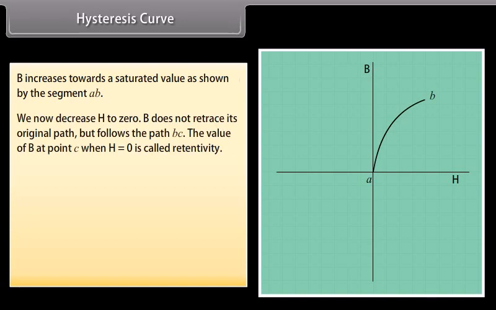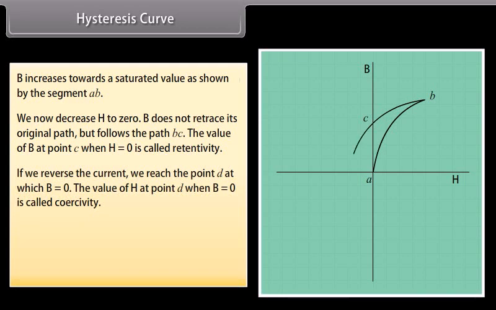We now decrease H to 0. B does not retrace its original path but follows the path BC. The value of B at point C when H is equal to 0 is called retentivity. If we reverse the current, we reach the point D at which B is equal to 0. The value of H at point D when B is equal to 0 is called coercivity.